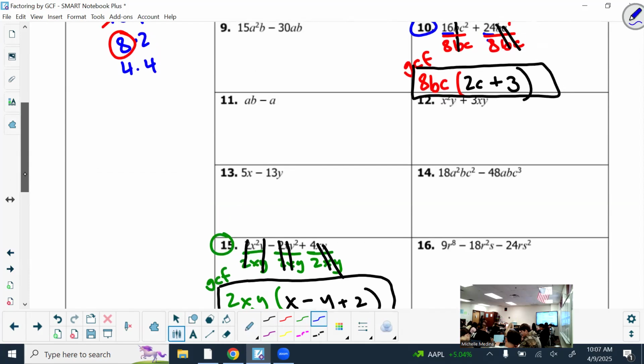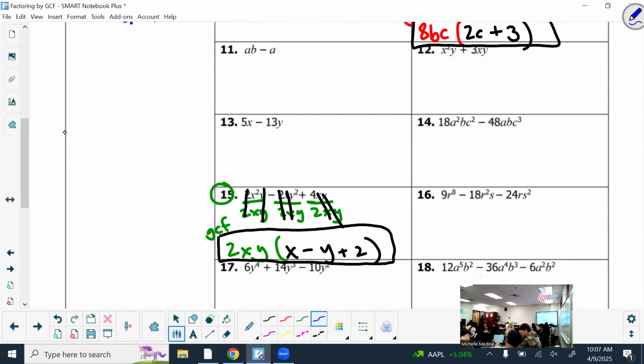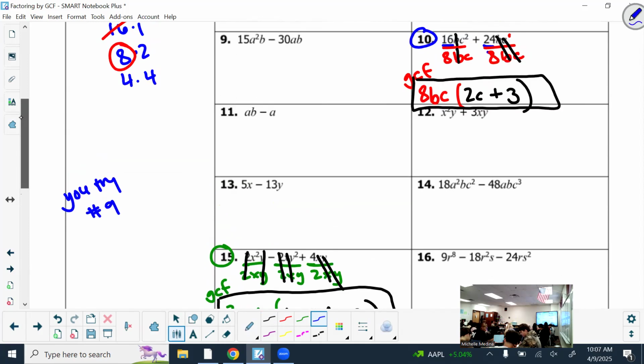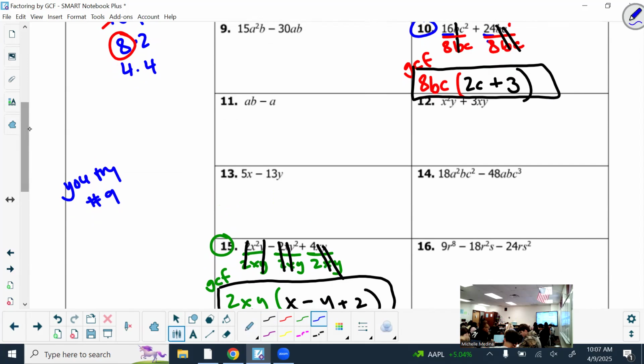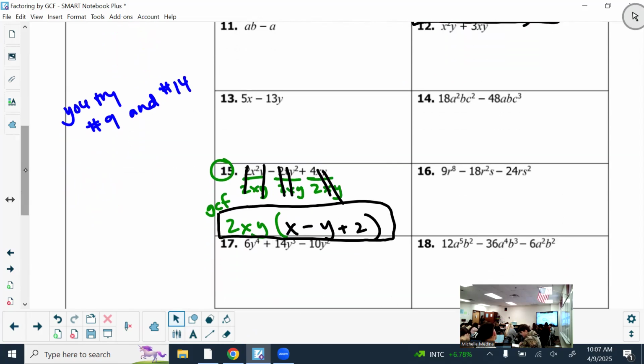Let's see, I'll write it down over here. That way you can still see that. I want you to try number 9 and number 14. I'll probably project those answers, so do have them attempted, and then maybe share with the partner in your group. And then at the end, it'll just be comparing to see if you got it completely right.